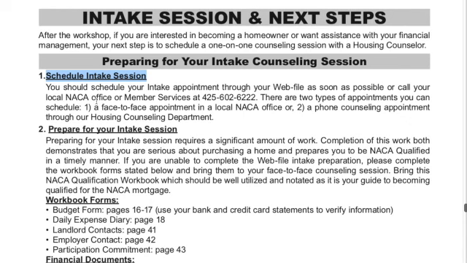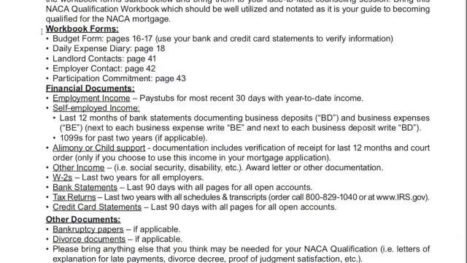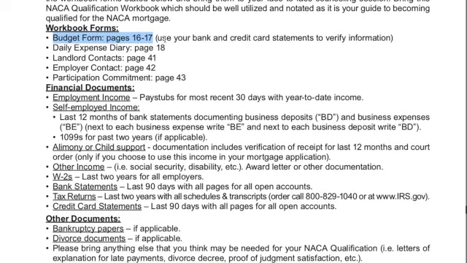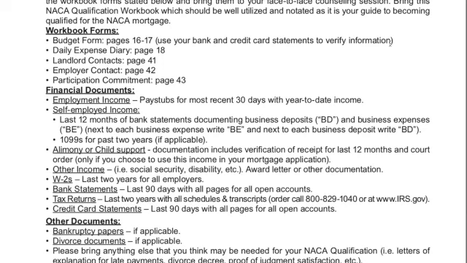You can schedule your intake session by calling the number here, and you can schedule a face-to-face appointment at the local NACA office, which is what I would recommend, or you can do a phone counseling appointment. To prepare for your intake session, which is what I'm going over today, these are the documents that you will need, and they're all found in the workbook or this PDF file that I'm showing now. You will need the budget forms on pages 16 and 17. You need to use your bank and credit card statements to verify the information. You might as well do it because you have to scan and upload your documents anyway. So whatever you write down, they'll be able to check to see if you're accurate.